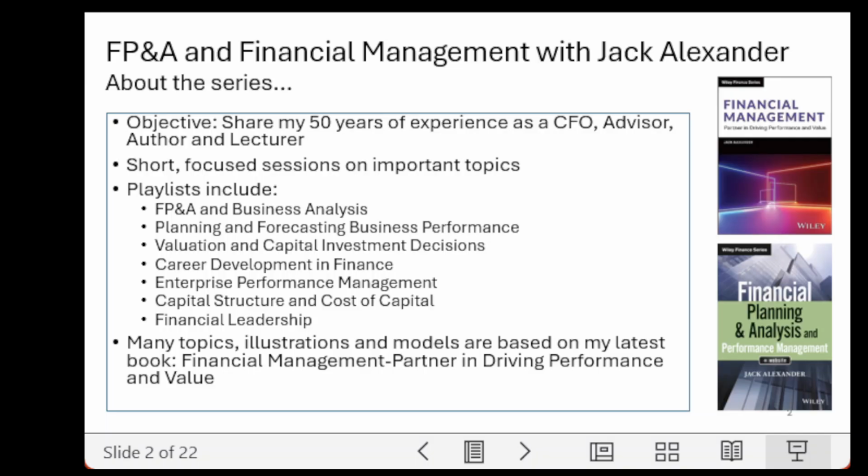And many of the topics, illustrations, and models are based on my latest book in the upper right-hand corner, Financial Management. That book comes with an accompanying website that has all of the models, Excel spreadsheets, and everything that we're illustrating. Today, we'll be covering material from both Chapter 2 on financial statement basics and analysis, and Chapter 6, ROIC and growth, the ultimate drivers of value.